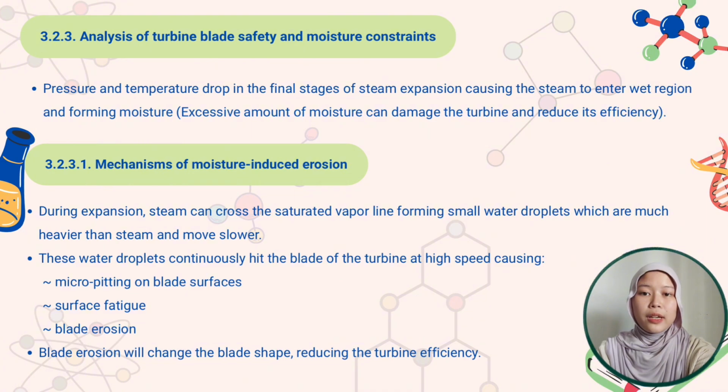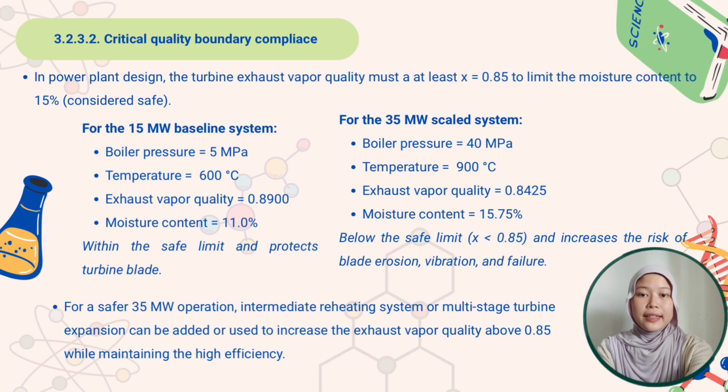To determine whether our system operated within safe limits, we evaluated the exhaust steam quality. In power plant design, the turbine exhaust quality must remain over 0.85. This ensures that the moisture content stays below 50% and minimizes the risk of blade damage. For the baseline 50 megawatt system operating at 5 megapascals and 600 degrees Celsius, the exhaust quality was 0.89. This corresponds to only 11% moisture content, which is considered safe for turbine operation.